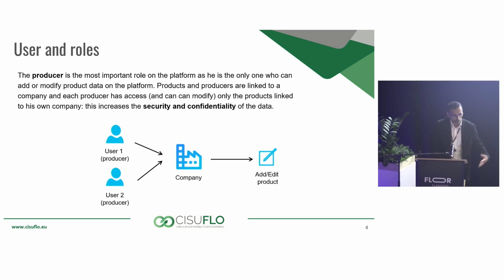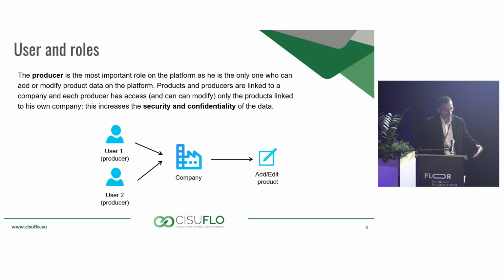The producer is the most important role on the platform, because the producer is the only one who can add or modify the product on the platform. Products and producers are linked to a company, and each producer has access and can add or modify only the products linked to his own company. So one producer can't modify products inserted from other companies, of course. This increases the security of the data inside the system.